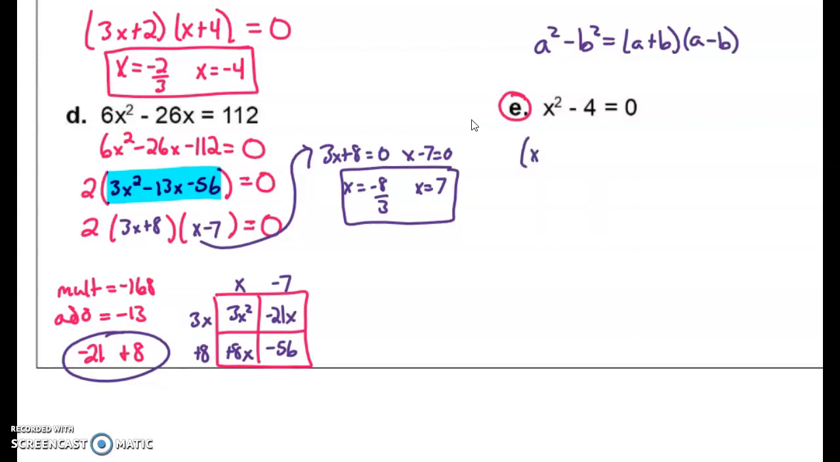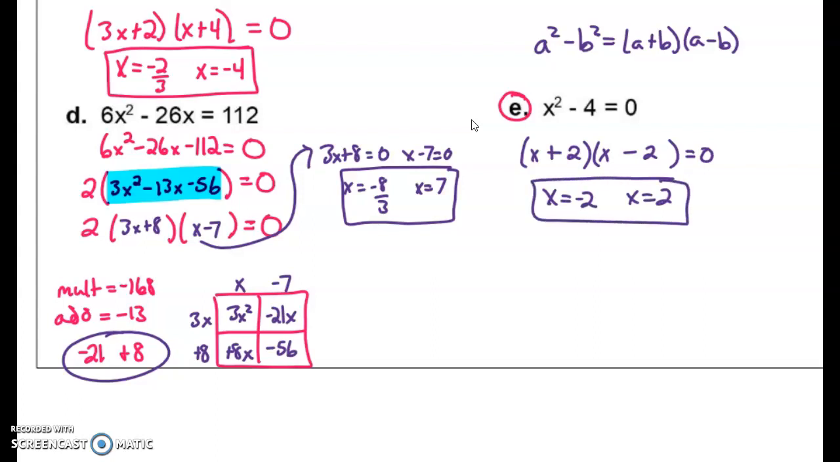So the square root of x squared is x, and the square root of 4 is 2, and then one's plus and one's minus. So that tells you that x equals negative 2 and x equals positive 2. You could also solve this using square roots and get to the same answer. Okay, so let's take a look at what we have left.